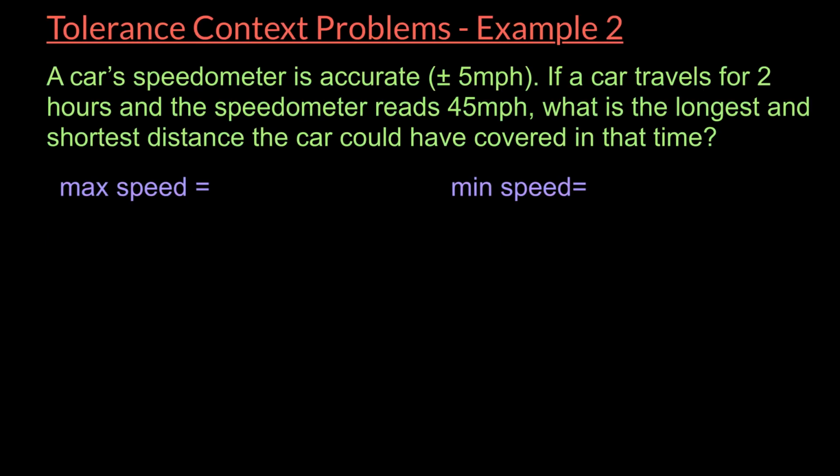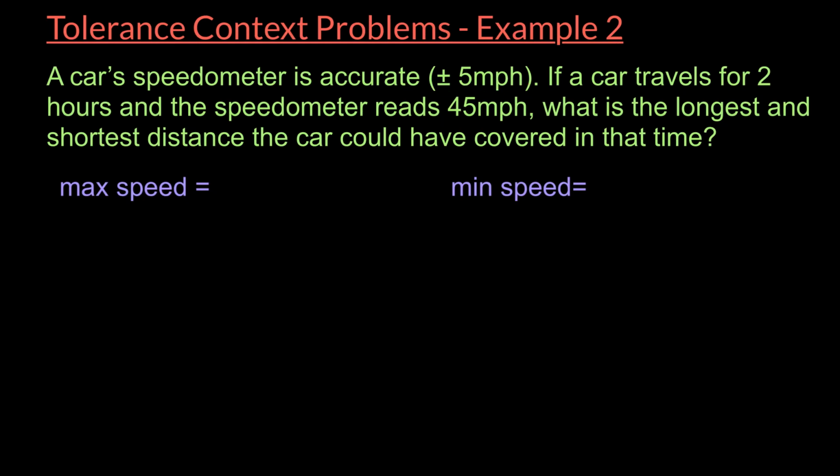Our second example is another context problem, and it says a car's speedometer is accurate plus or minus 5 miles per hour. If a car travels for 2 hours and the speedometer reads 45 miles per hour, what is the longest and shortest distance the car could have covered in that time? So this is a speed, distance, time question. We're being asked to find the distance. We know that the time is 2 hours, and we know that the speed is 45 miles per hour plus or minus 5 miles per hour.